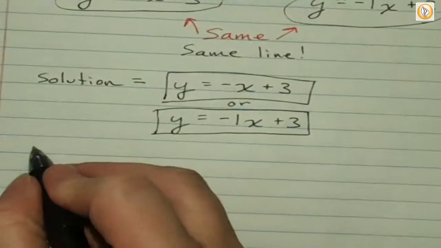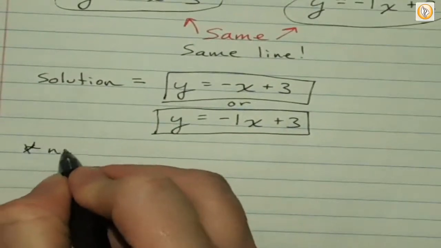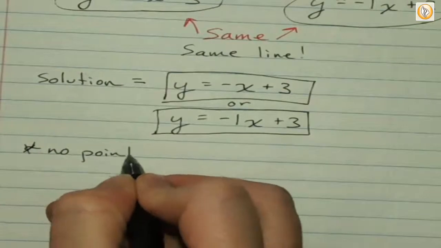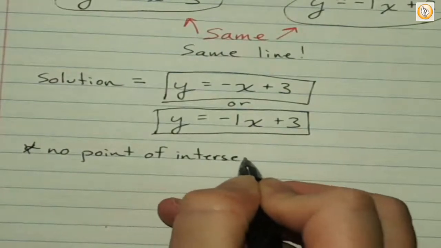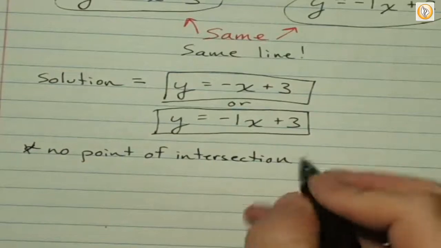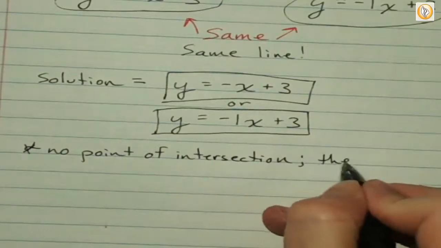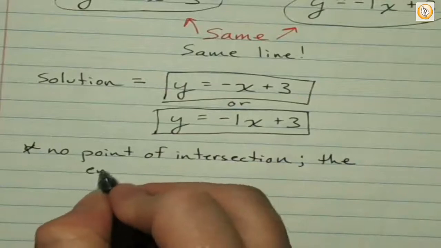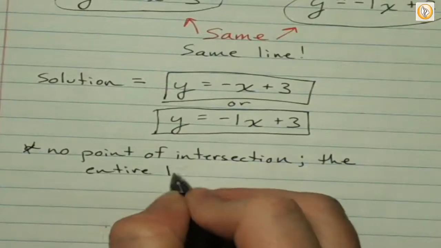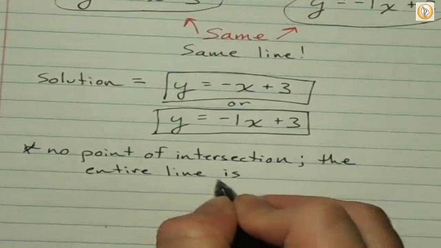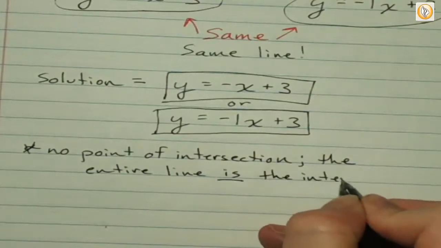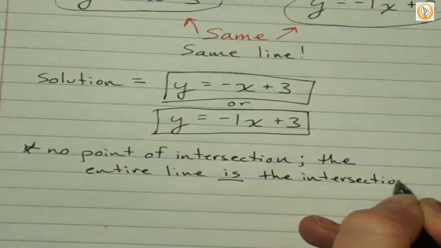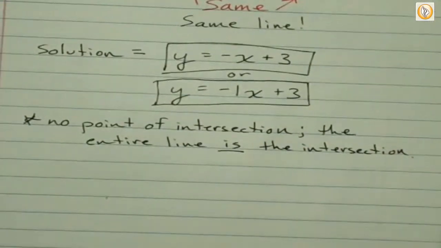So, there's no single point of intersection. The entire line is the intersection. Make sense?